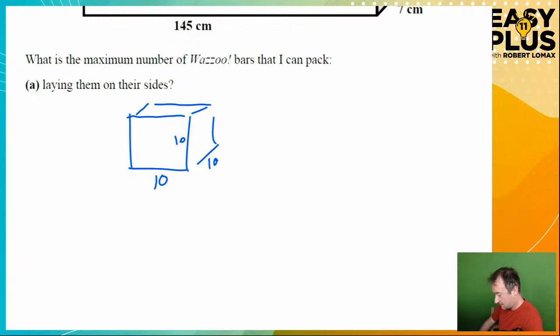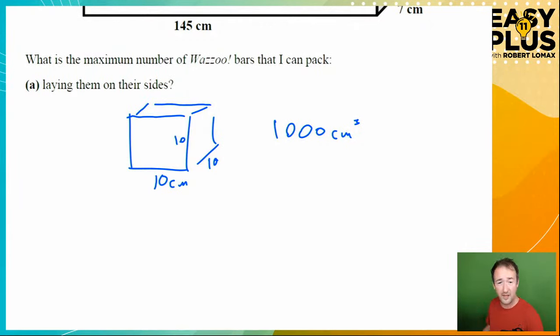That's got a volume of, what's 10 times 10 times 10? It's 1 and 3 zeros, so it's got a volume of 1,000 centimeters cubed. 10 times 10 is 100, 100 times 10 is 1,000 centimeters cubed. You've got a little box, 10 times 10 times 10. You can get 1,000 centimeter cubes, 1,000 sugar cubes, into it.